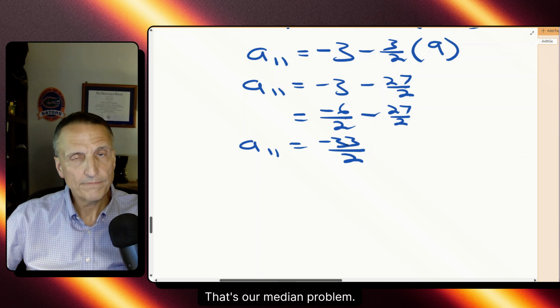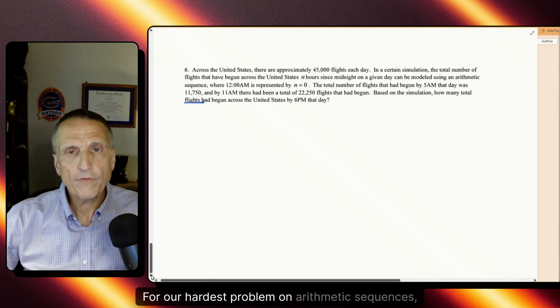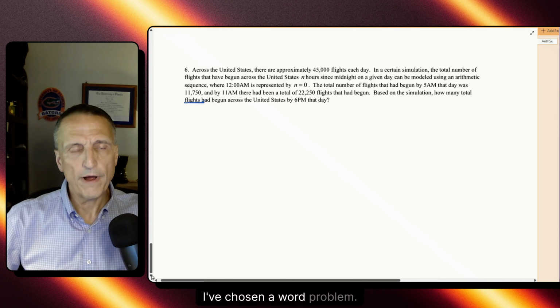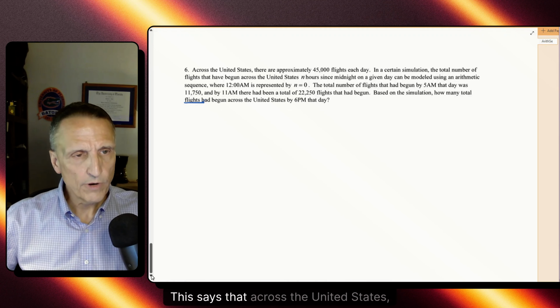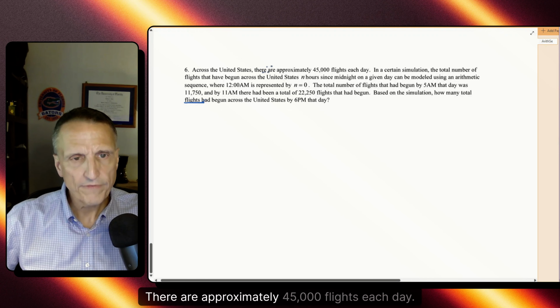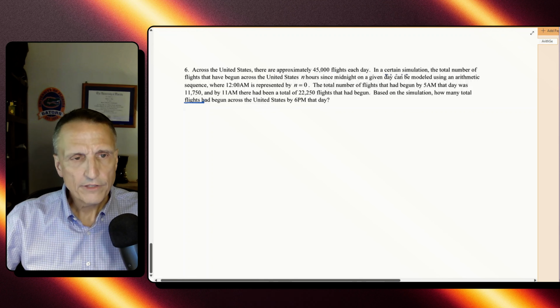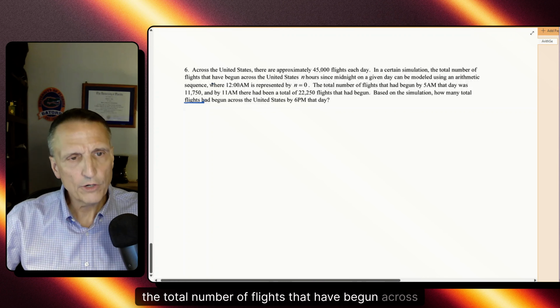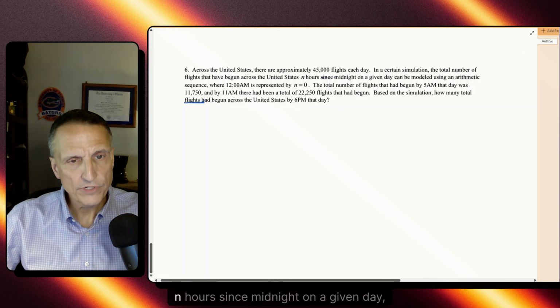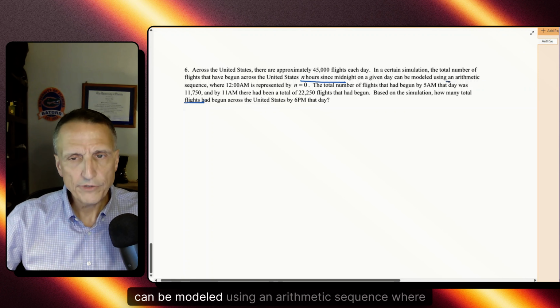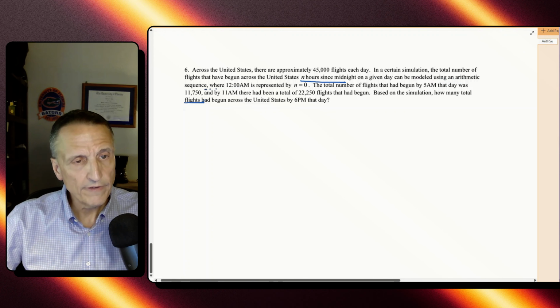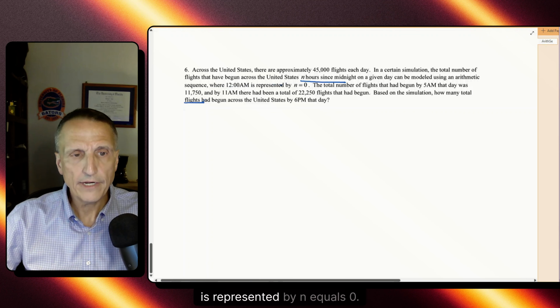That's our medium problem. For our hardest problem on arithmetic sequences, I've chosen a word problem. This says that across the United States, there are approximately 45,000 flights each day. In a certain simulation, the total number of flights that have begun across the United States n hours since midnight on a given day can be modeled using an arithmetic sequence where 12 a.m. is represented by n equals 0.